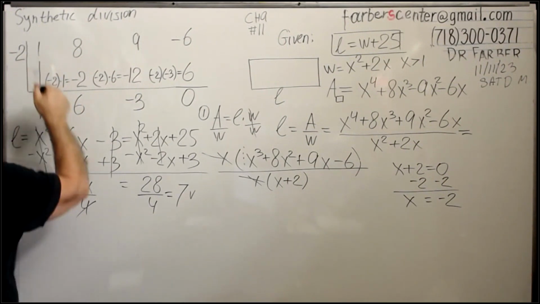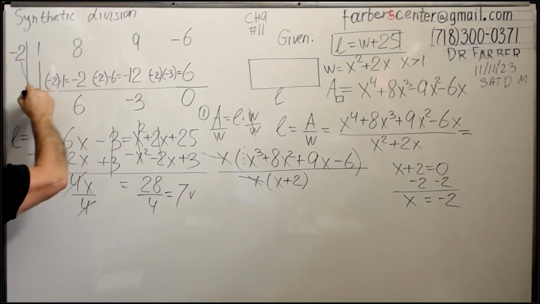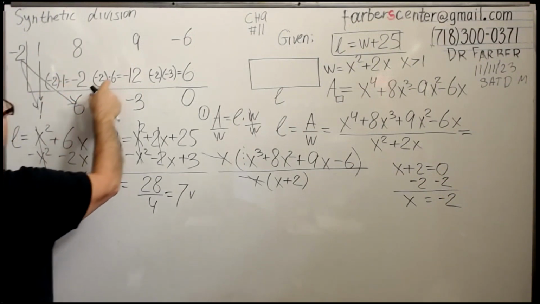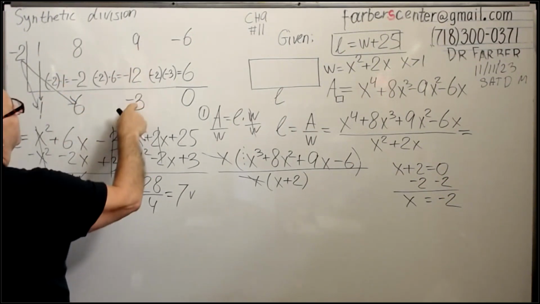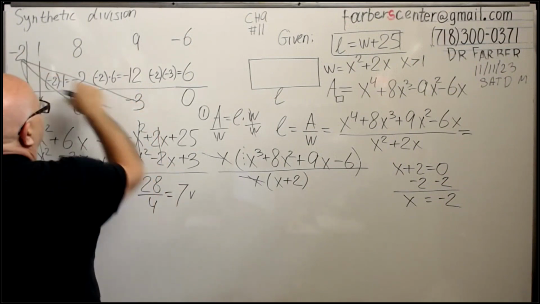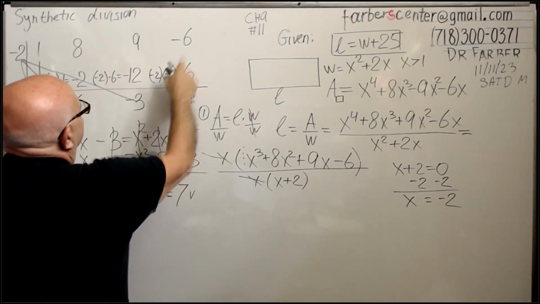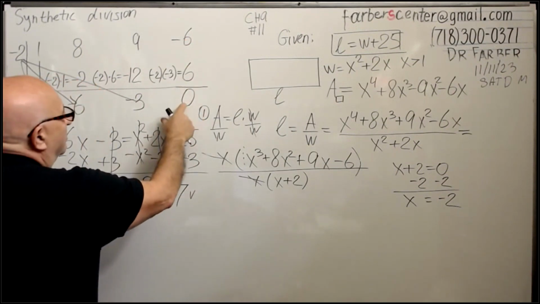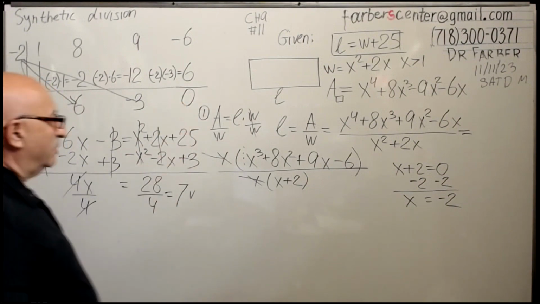Now multiply this one. Now this one. -2 times 6 is -12 plus 9, -3. After that, I multiply this one. -2 times -3 is 6. Well, this one is 0. If this is 0, it means you don't have any remainder.